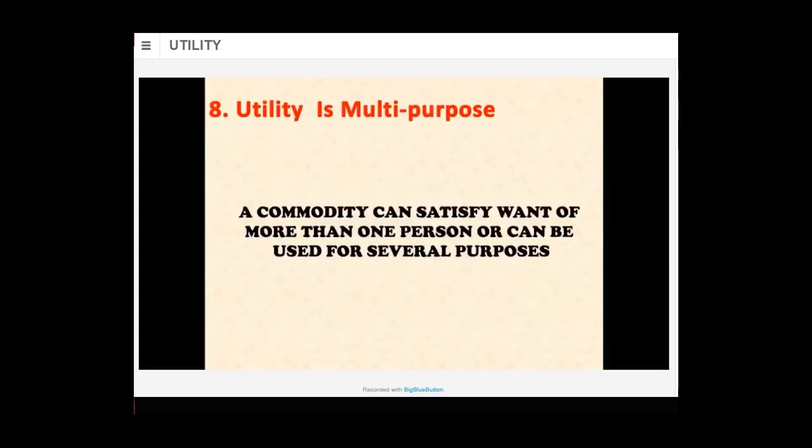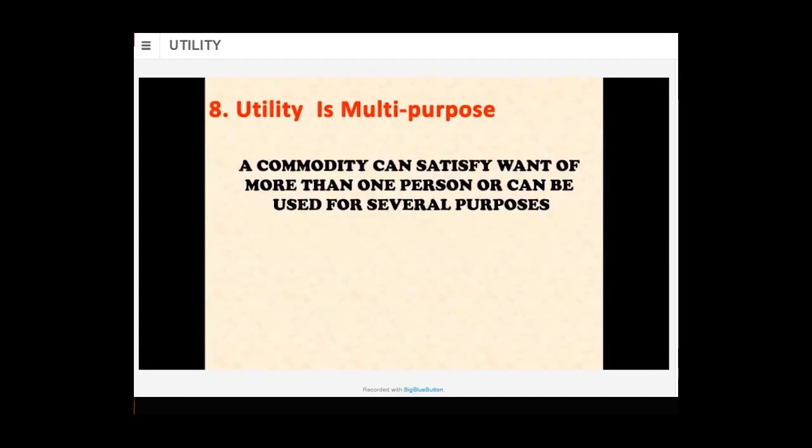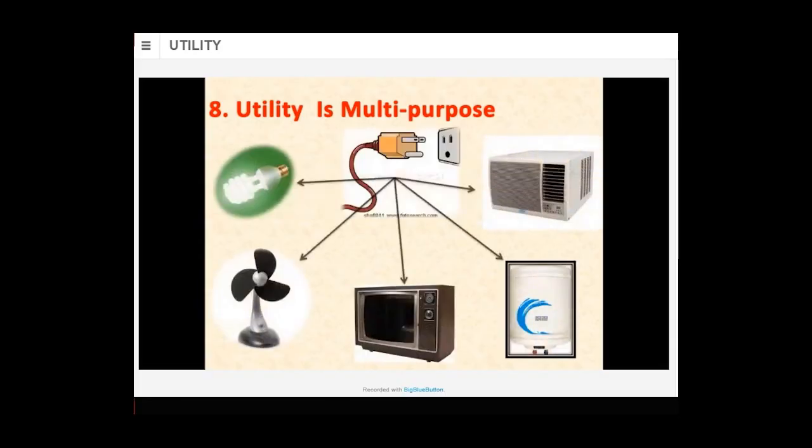Utility is multi-purpose. A commodity can be used to satisfy more than one want or more than one person's want. जैसे we took example, electricity. We can use it for light, fan, television, geyser, air conditioners, etc.